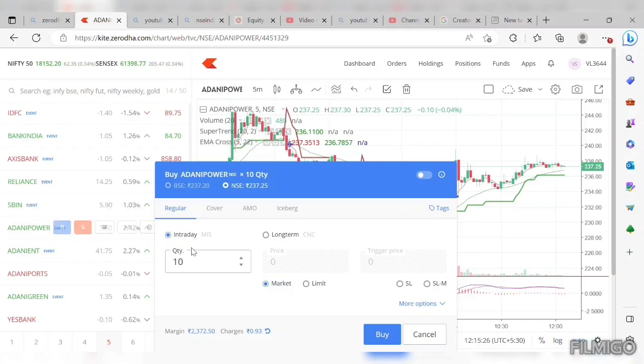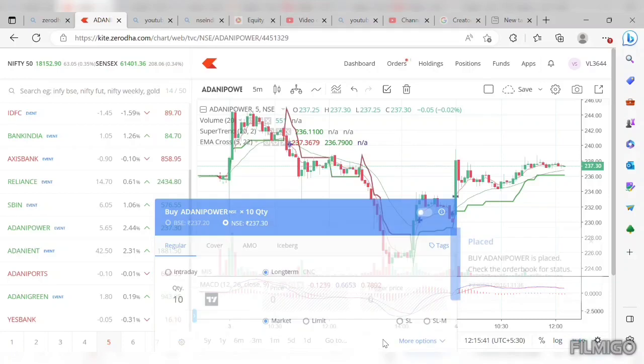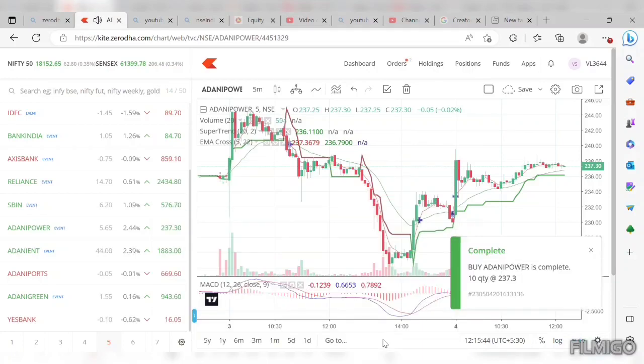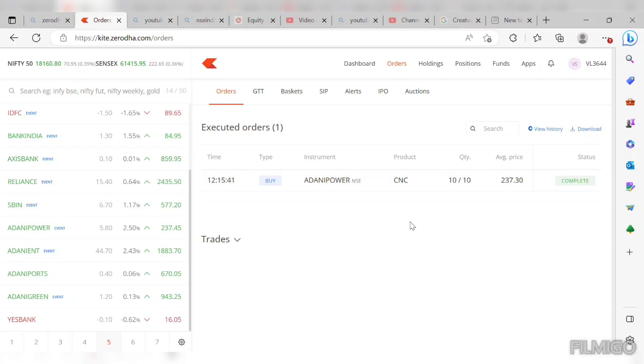We are going to buy Adani Power, which is traded at 237.2, 10 shares, long term CNC, at market price, right? And then buy. So the buy of Adani Power, 10 quantity, is complete. That you can see in orders. Adani Power buy is complete.